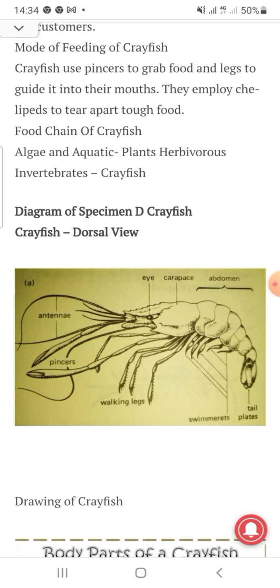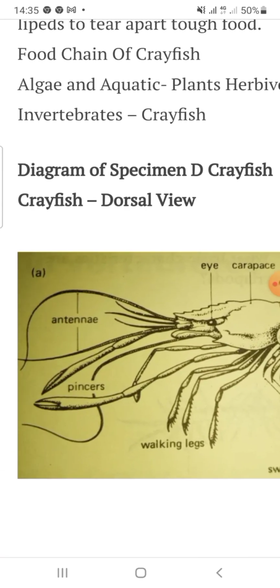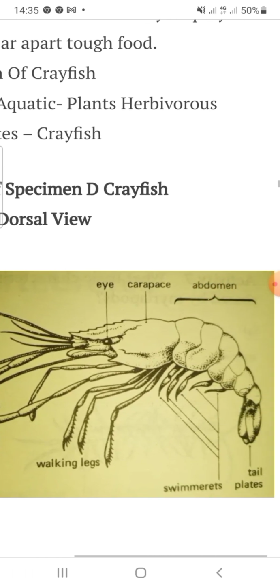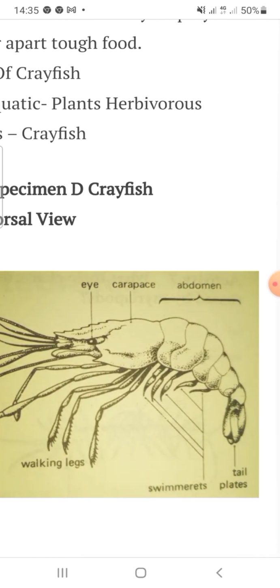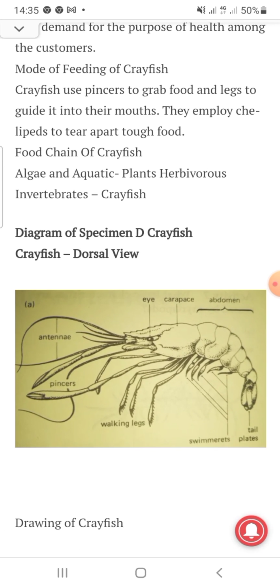Okay, the diagram of specimen D, which is crayfish. So this is an elaborate diagram of crayfish. Here you can see the antenna, pincers, walking legs, eye, carapace, abdomen, swimmeret, tail, plate.